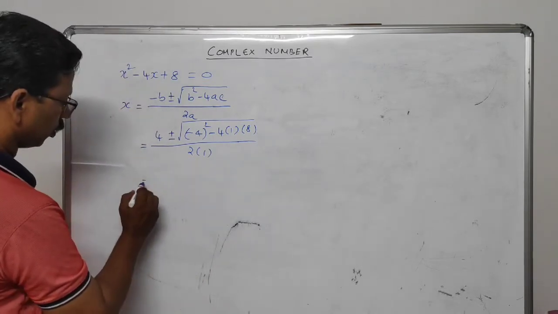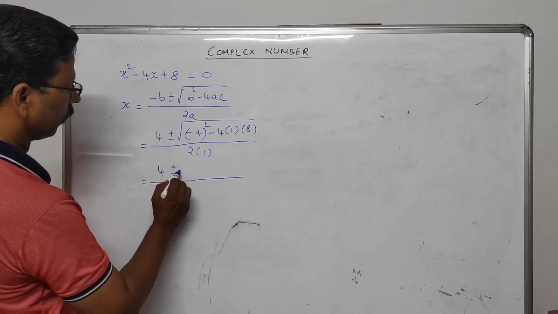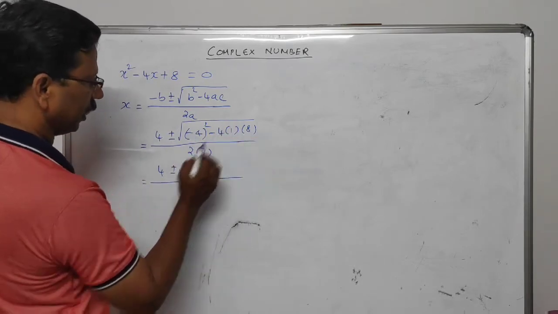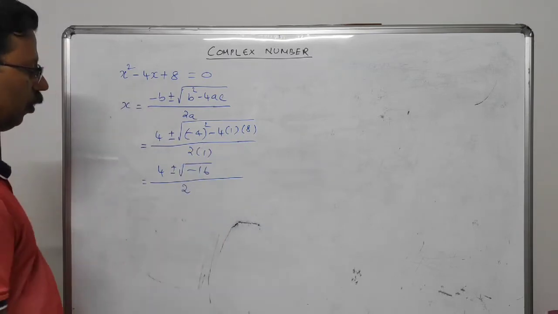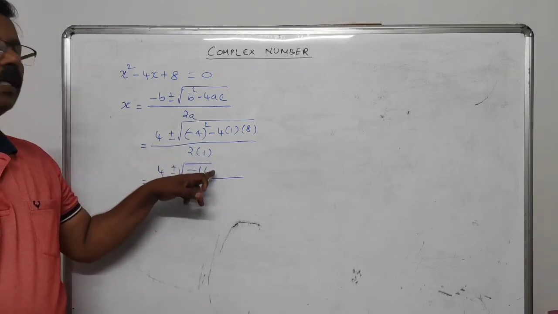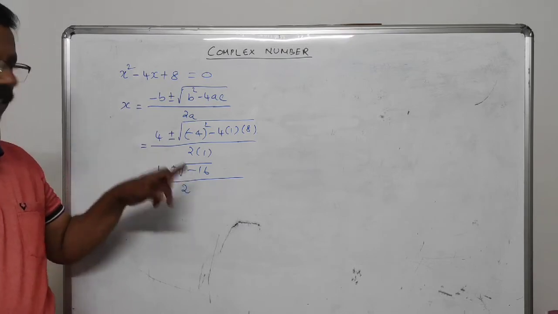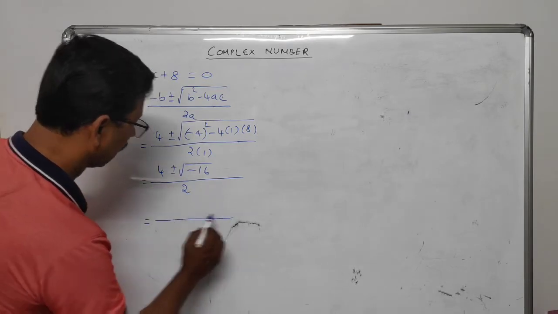Now which is equal to 4 plus or minus root of 16 minus 32 gives minus 16, by 2. Now see here, this is root of minus 16. Here you cannot get the real roots. Here you can get only imaginary roots. For that, we have already seen in the last class.